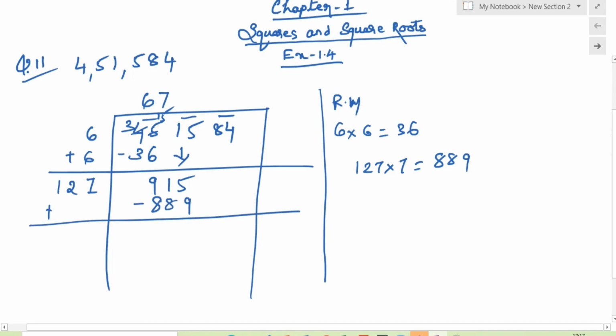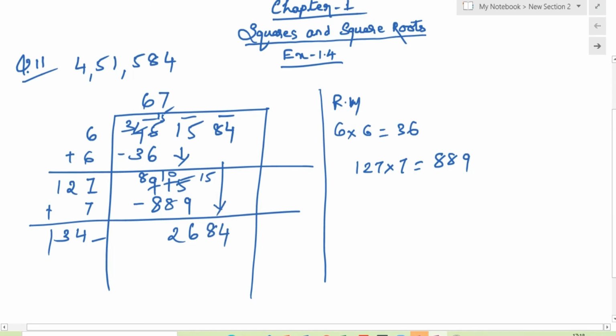Subtraction plus 7, that will become 134 with one digit vacant. Now again this will become 15, this will become 0, again it will take carry forward 1, and 9 will become 8. 15 minus 9 is 6, 10 minus 8 is 2, and 84 will come down. So we are having 2684.